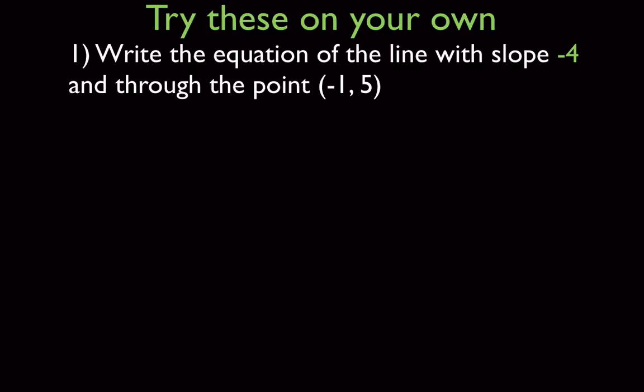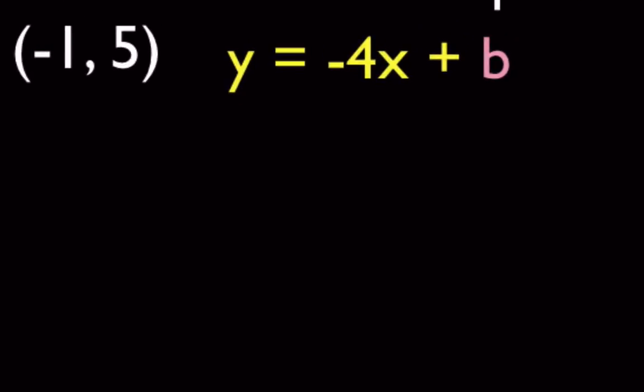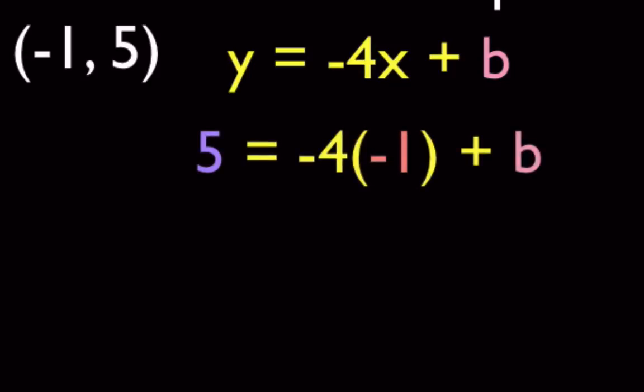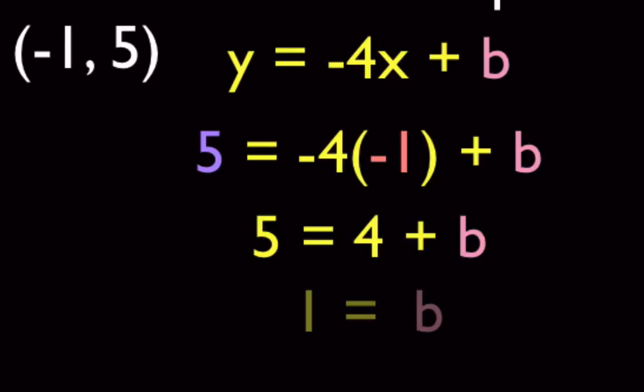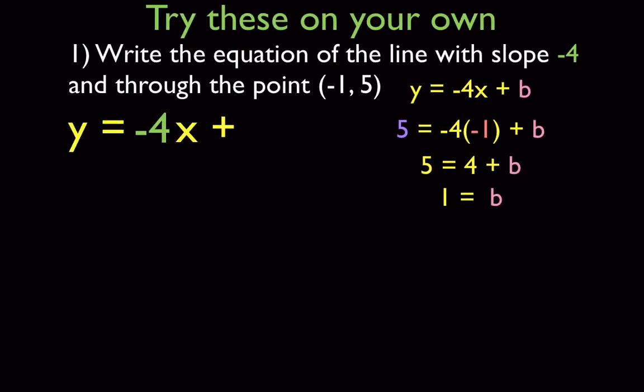All right, so what we're going to do is write in the part we already know, which is the negative 4. Next thing we're going to do is substitute in our values. So instead of x, I'm going to put negative 1, and instead of y, I'm going to put 5. Multiplying negative 4 times negative 1 is positive 4, and subtracting 4 from both sides, I get b equal to 1. I can now complete my equation, and I get y equals negative 4x plus 1.